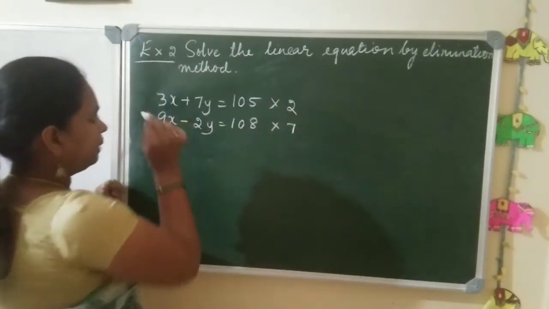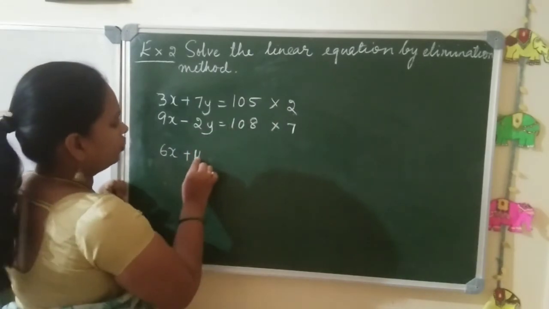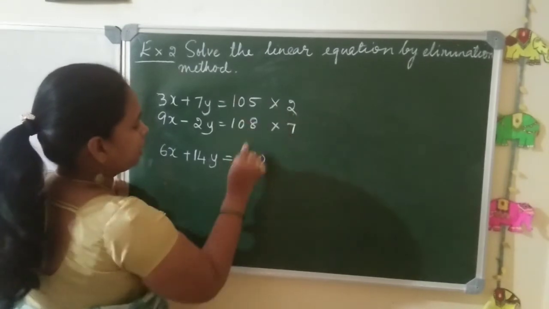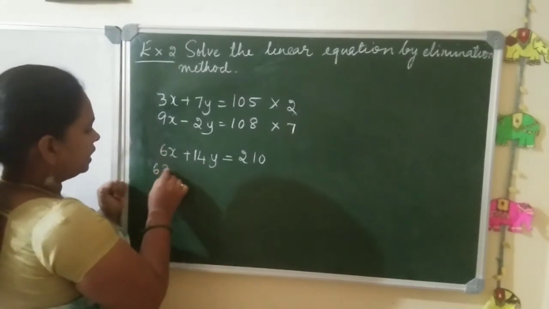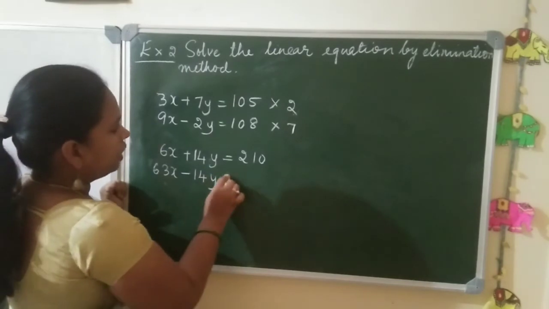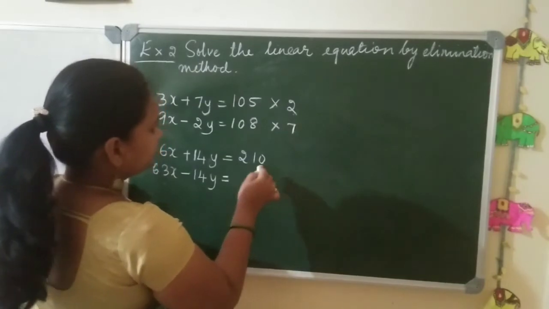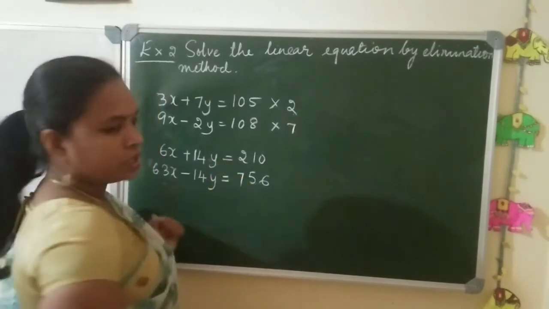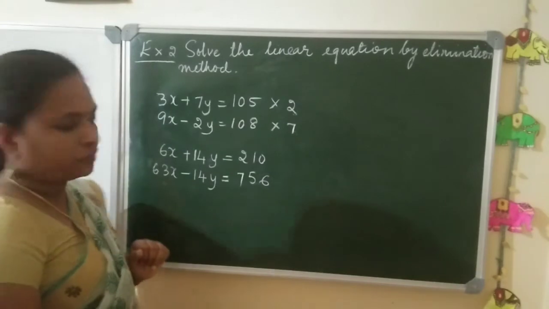Now I will just multiply. So 2 into 3 is 6x. 2 into 7 is 14y. And here it is 2 5s are 10 and 2 1s are 2. The same way I am going to do for the next one also. It is 63x and 7 2s are 14, minus 14y, and is equal to 7 8s are 756. Okay. So now almost half of the work is done.